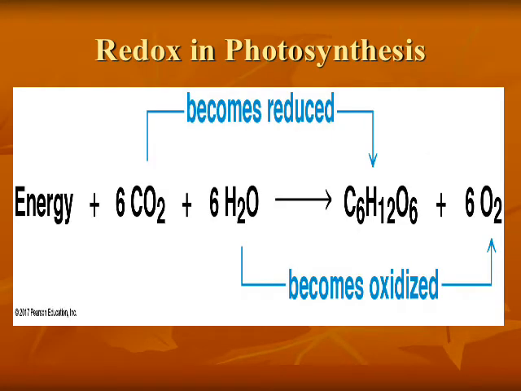But this is talked about on page 191 of your books in chapter 10, and it talks about the substance that becomes reduced in photosynthesis and the substance that becomes oxidized in photosynthesis. So what happens is carbon dioxide gets reduced and water becomes oxidized in the reactions of photosynthesis.